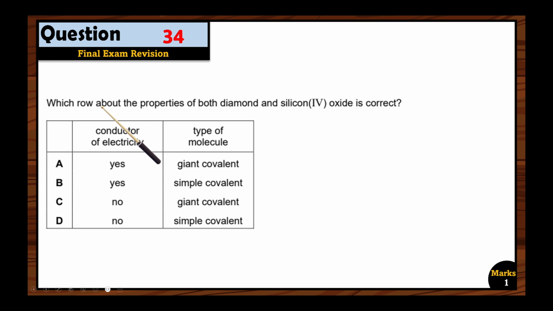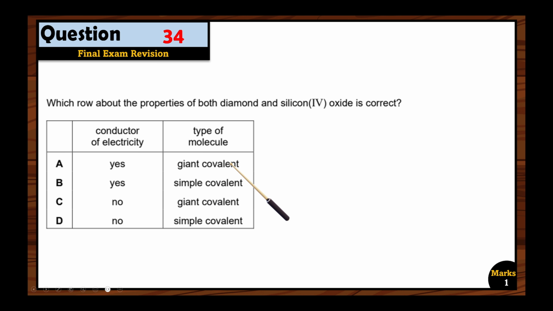Question 34. Which row about the properties of both diamond and silicon oxide is correct? They both are conductors of electricity? No, they are very bad conductors. There is no covalent compound or molecule that is a conductor of electricity except graphite. Graphite is an exceptional option. Covalent compounds, covalent molecules are bad conductors of electricity. They are very good insulators. So whenever you see anything other than graphite, you just directly choose the option of no for conductor of electricity. So, of course, no, C and D can be right.